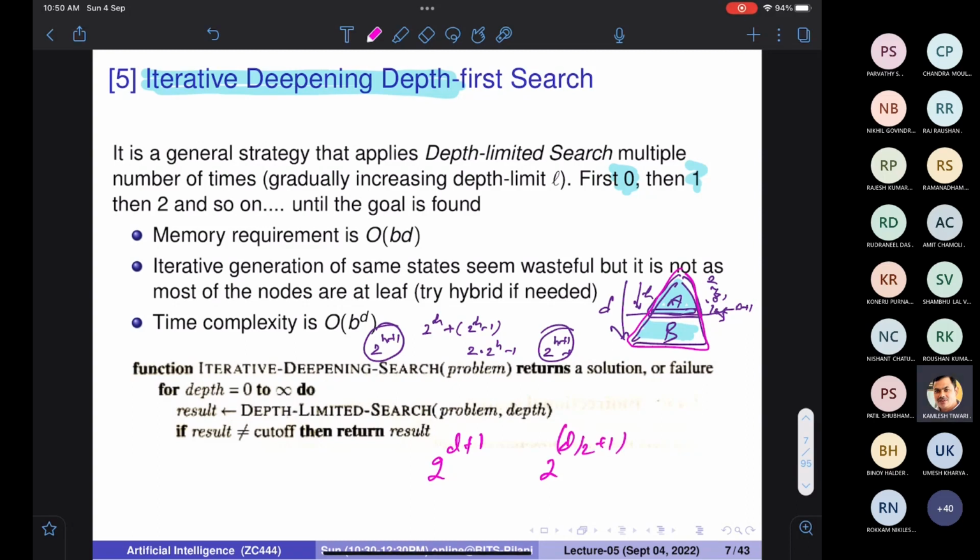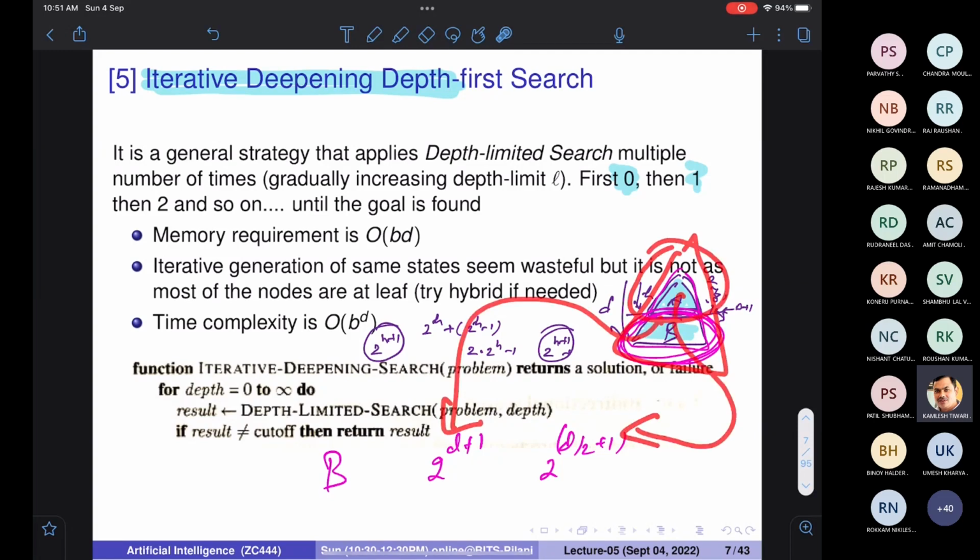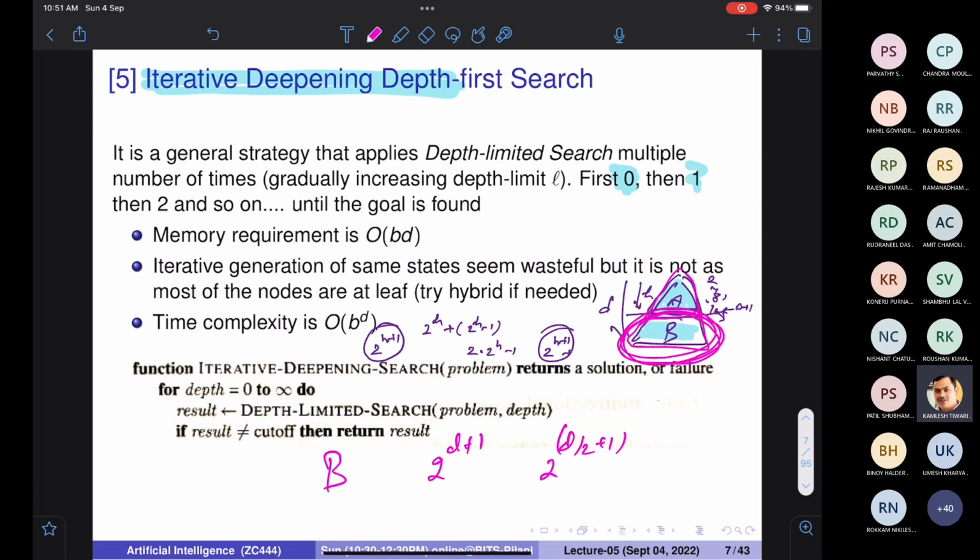Can you compare these two numbers? Just try to see the difference. Let me give you the idea of how many items are in this newly created place, into the B. Let me find out how many items are in B. The total number of items is 2 to the power d plus 1. How many items are here? They're 2 to the power d by 2 minus 1. So if I want to find out how many items are there, I have to subtract these two numbers.